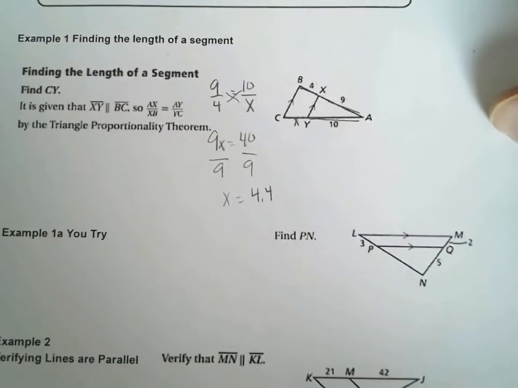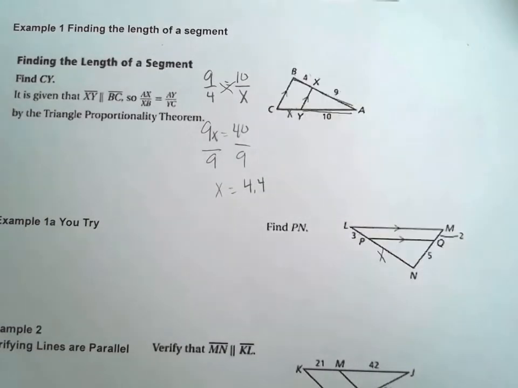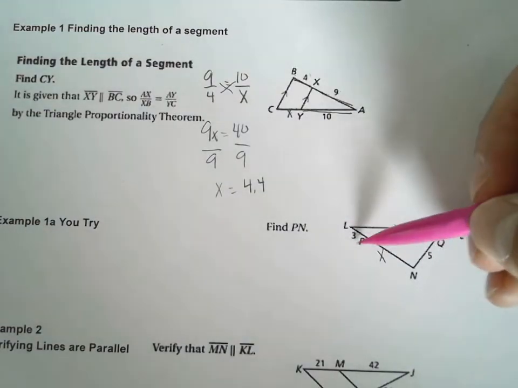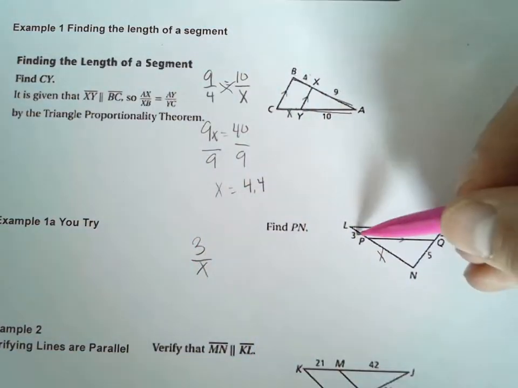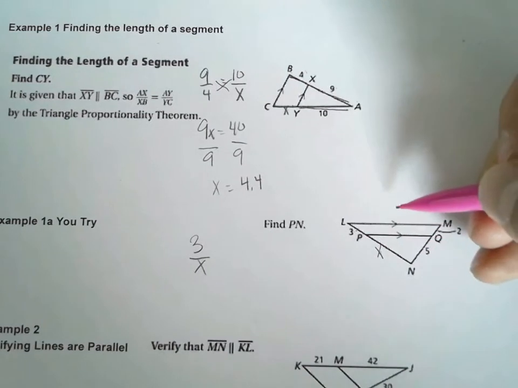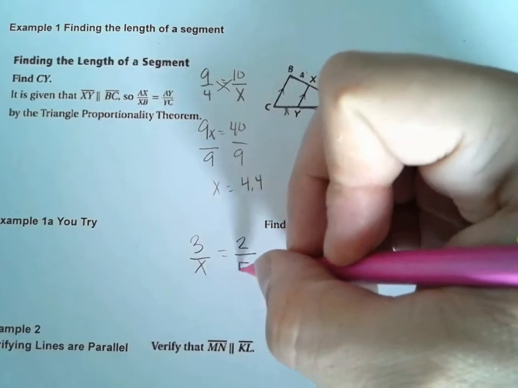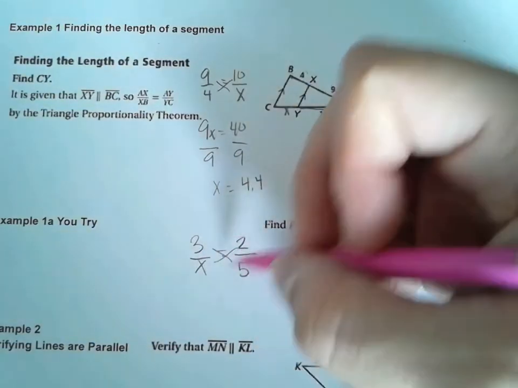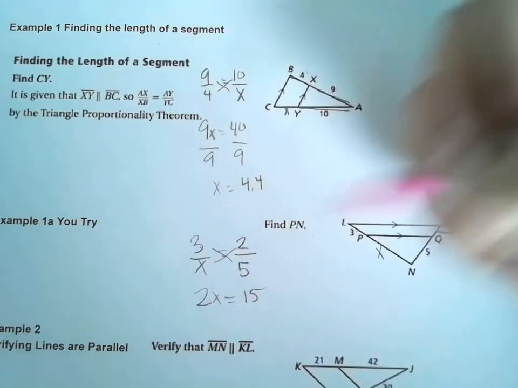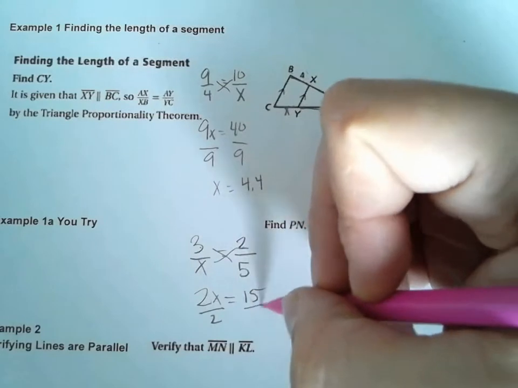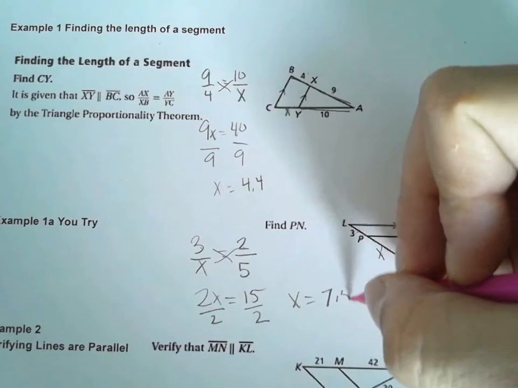So looking at this one, we've got 3 and x, once you find PN, and this is 2 and 5. So just make sure, if, say, for instance, you want to start with 3, you need a 3 over x. Make sure you keep it consistent on the other side. You'd have to have 2 over 5. Cross multiply. So 2 times x is 2x. 3 times 5 is 15. Divide this by 2, and x equals 7.5.